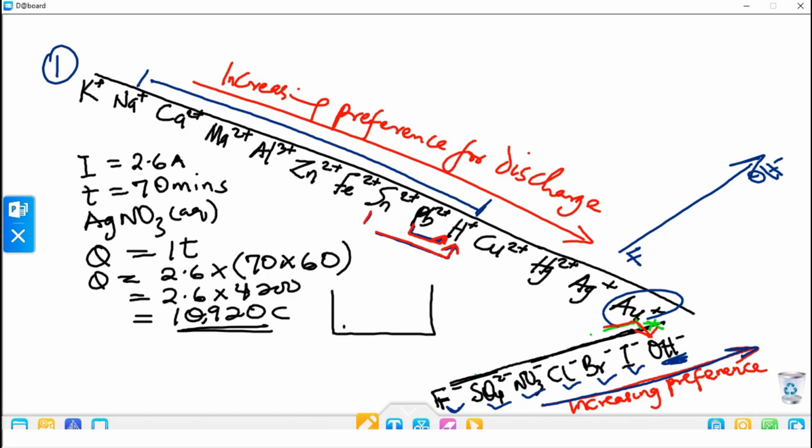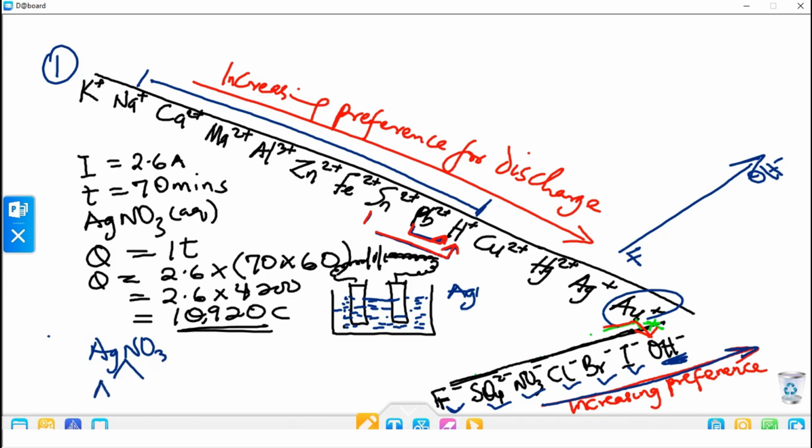This is the electrolysis we're talking about. This is how the setup is. And in there we have the silver nitrate solution. That is the setup. This is how the setup will look like. So once electricity is passed into this solution, it will split silver nitrate. Silver nitrate will split. We have silver ions and nitrate ion.